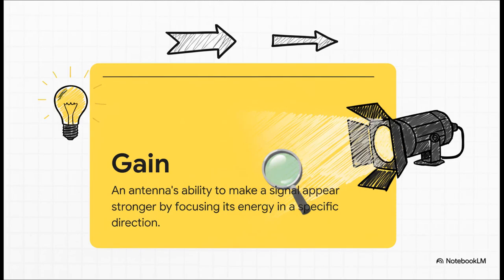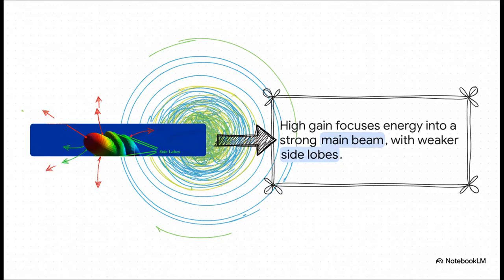And this is a super important point. Gain isn't about creating more power out of thin air. It's all about taking the power you already have and focusing it. It's the difference between that bare light bulb and a powerful spotlight. And here you can see what that focus looks like. Instead of spreading out everywhere, the energy is concentrated into a powerful main beam pointing in a very specific direction. Those smaller bumps you see, those are called side lobes. They're just small, unavoidable bits of energy leaking out in other directions.